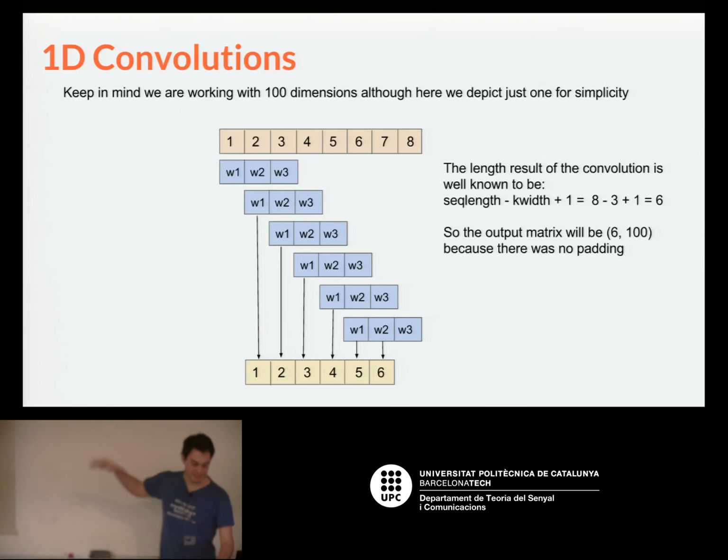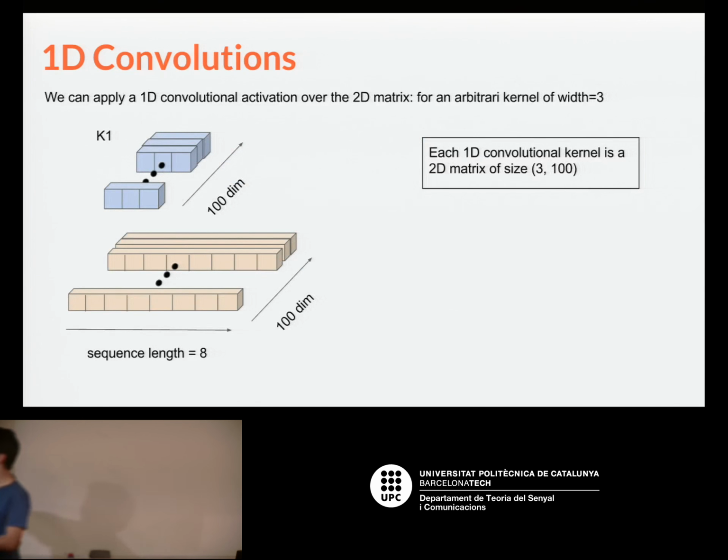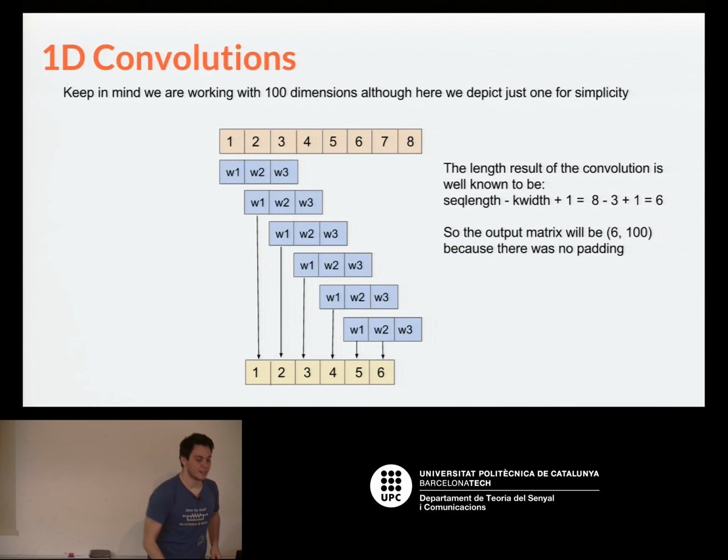Imagine I take all this and just pick one, okay? One, but there are 100 constantly, okay? But just pick one dimension to depict it easily. If we do the 1D convolution without any padding, what we get out of the length 8 sequence with this 3 by 3 kernel is a length 6 sequence. This is from Signals and Systems.